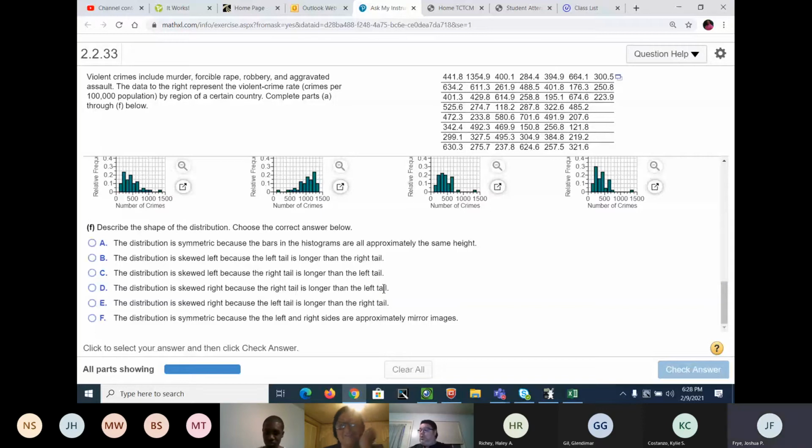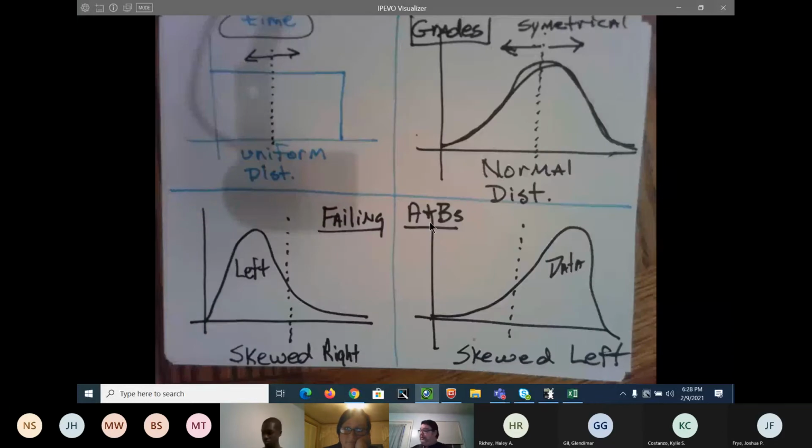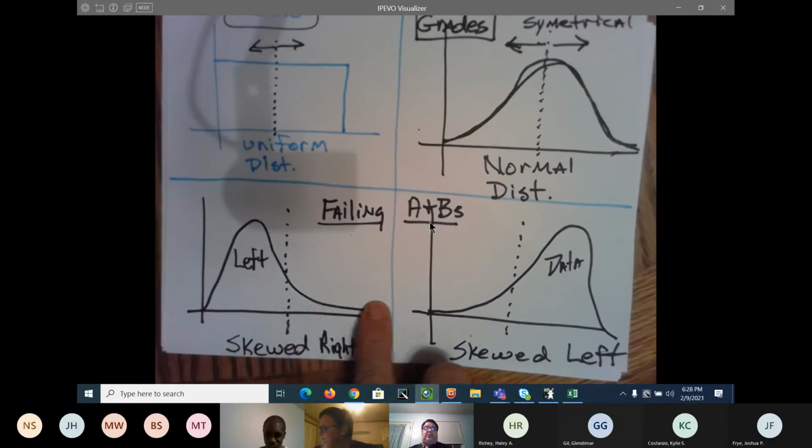But look at your tail. Let me show you the way they're doing it. Which one has the tail on the right? We said it was skewed right. Yes, right here. So that means that the tail was where? On the right. So the long tail is on the right.